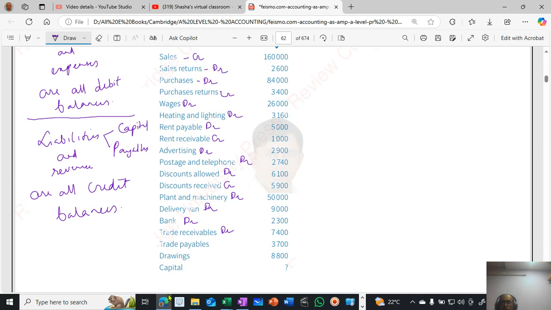Trade payables, a liability, is a credit balance. Drawings are the opposite of capital, so they are always a debit balance. Drawings by default would be a credit balance, but it is the balancing figure, so you have to put it accordingly. You just put it on the debit side or credit side, and then you total it up. You'll get the value. So we'll just do it.